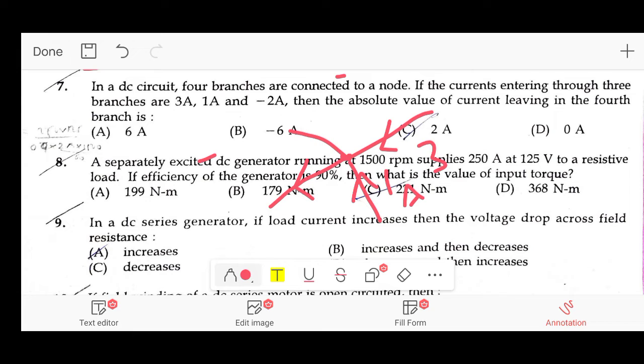In a node, the sum of currents entering is equal to the sum of currents leaving. Here we see 1 amp is entering and 3 amps is entering and minus 2 amps is leaving. What should be the value in the 4th branch so that this is going to be equal? Here 3 plus 1 is 4, and here minus 2.